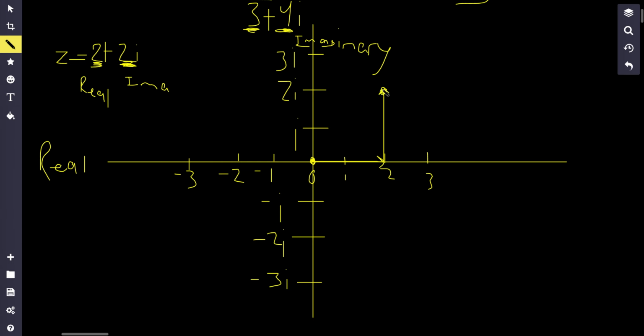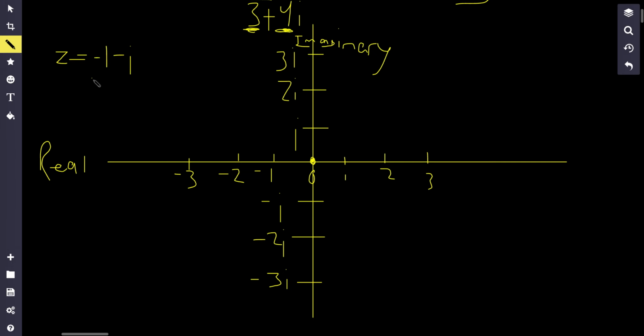So this point right over here would be 2 plus 2i, right? You have this 2 representing the real part. And then don't forget the 2i part. So we have to go up by 2 units, right? So 2i is right over here. And there we go.